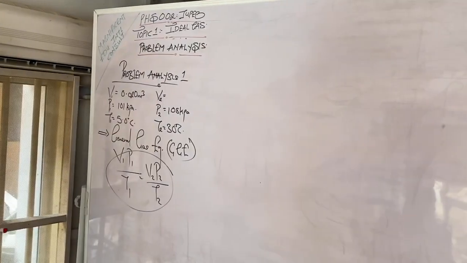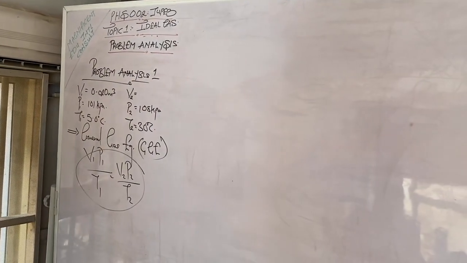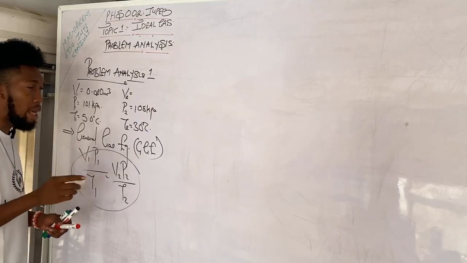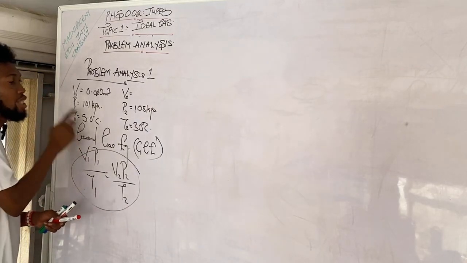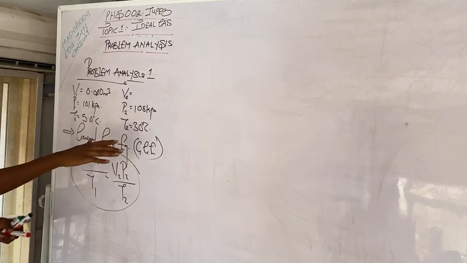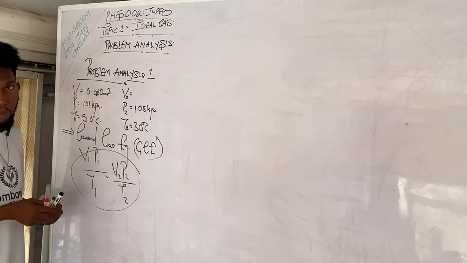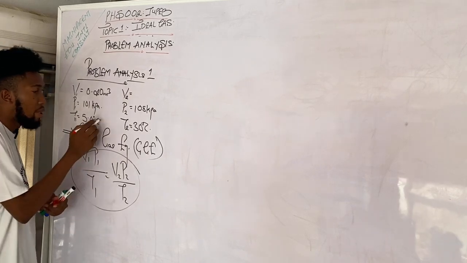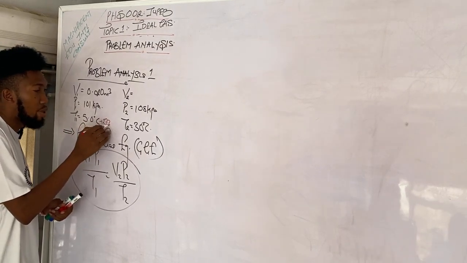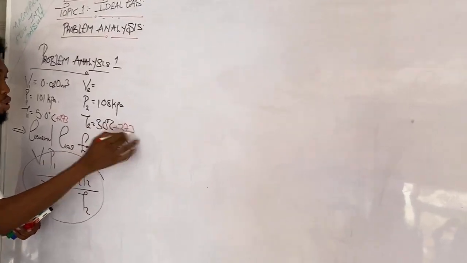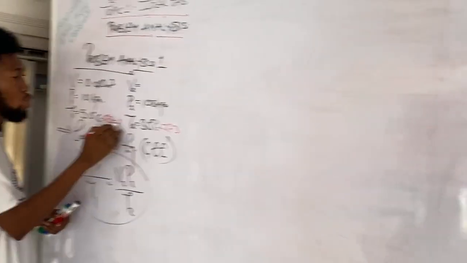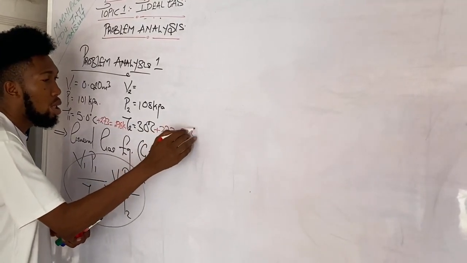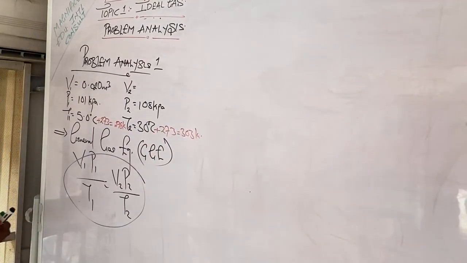But before I solve, I need you to look at the parameters very well. Remember that we said never ever solve any gas law problem making use of temperature in degrees Celsius. Any unit of pressure works, but degrees Celsius does not work for temperature. So how do we convert this to Kelvin? Plus 273. When we add 273 to this, it gives me 278 Kelvin, while this one gives me 303 Kelvin.